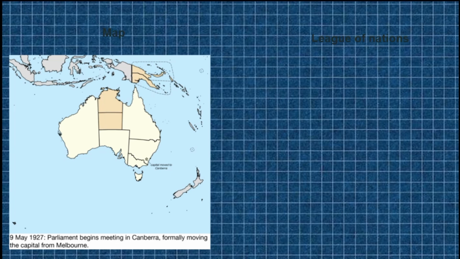Yeah, they actually kind of moved their capital a lot because they couldn't really decide on a place to put the capital since there were so many colonies, each with a very popular city, and they kept squabbling about which one would be better. Eventually, they settled on a neutral city, Canberra, because it wasn't really a popular city.